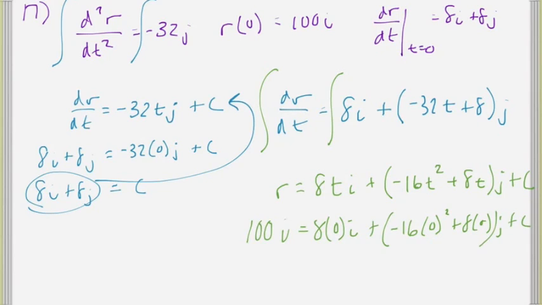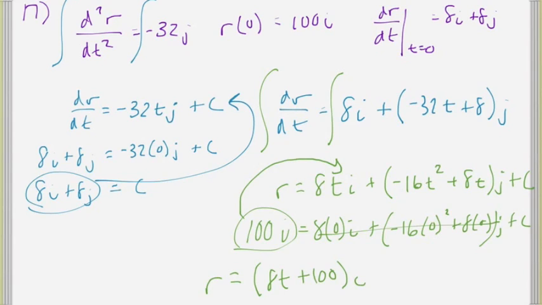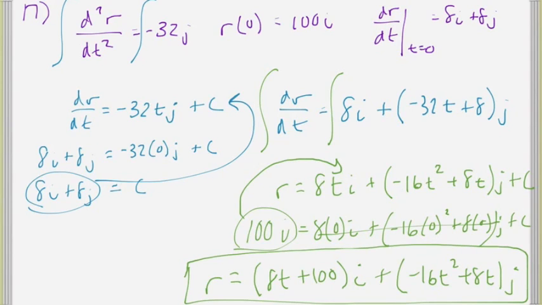So all that stuff turns into one big 0. So c is 100i. Then I'm going to take that and bring it back to here, combining it with the i part. So our final answer is that as far as i stuff goes, I have 8t plus 100. And then for the j stuff, negative 16t squared plus 8tj. It's pretty rough. Questions?